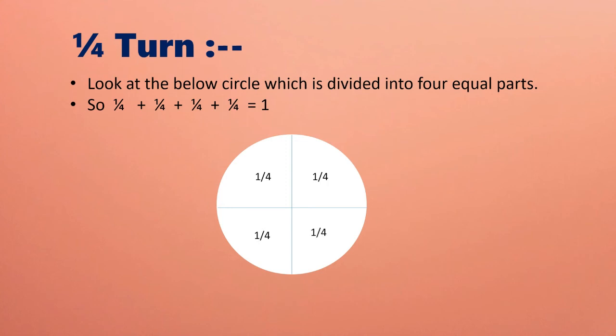Total 4 equal parts. So now take the figure of arrow mark here, the starting position of arrow mark here only. After 1 by 4th turn, you can observe the arrow mark at the position here, and this is called quarter turn or 1 by 4 turn. We know 1 by 4 is also called as a quarter.